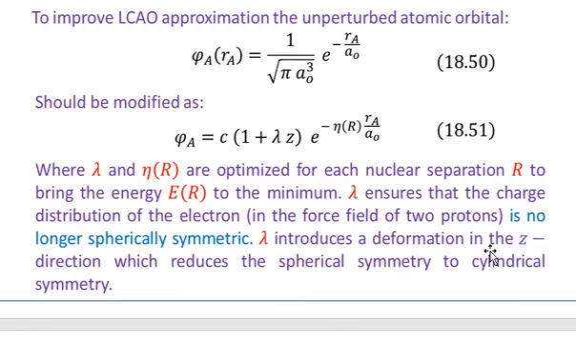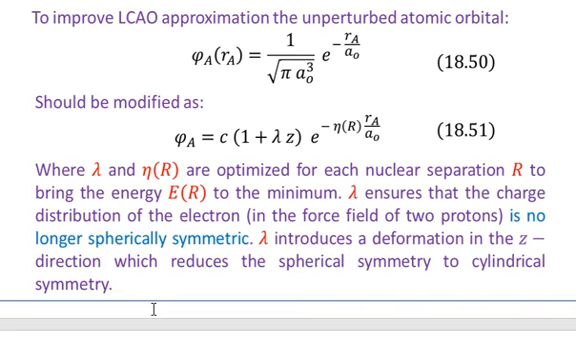Lambda introduces a deformation in the z direction, which reduces the spherical symmetry to cylindrical symmetry. So you see that the important point is that it is the factor lambda that ensures that the distribution of electron is no longer spherically symmetric. So lambda introduces a deformation in the z direction of the molecular orbital, which reduces the spherical symmetry to the cylindrical symmetry.